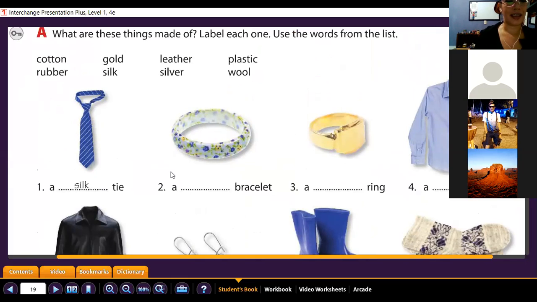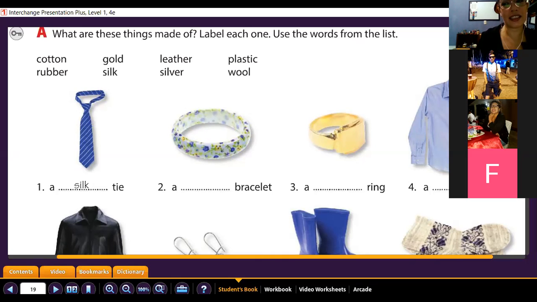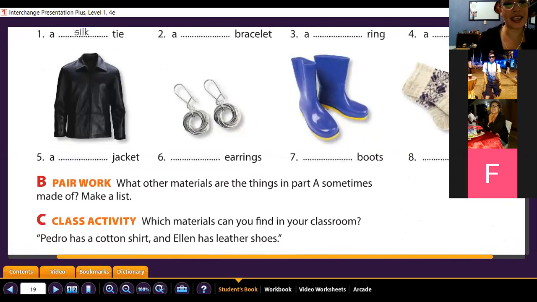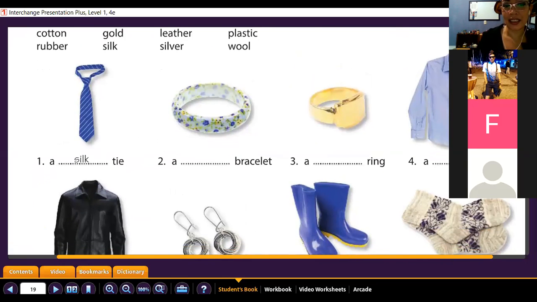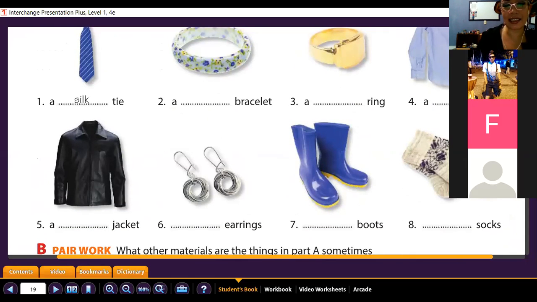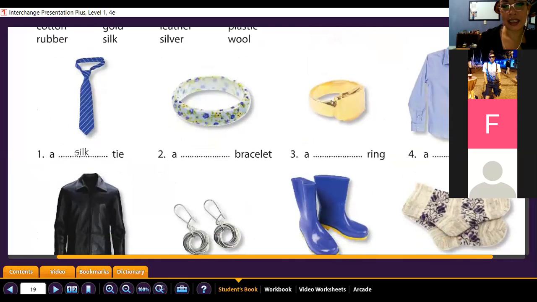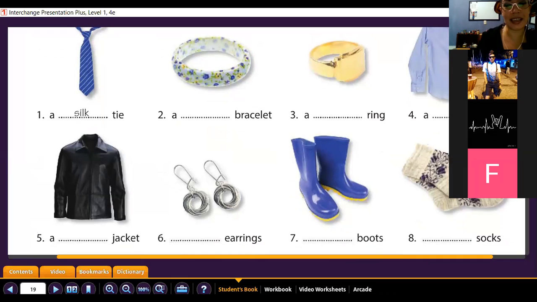A cotton shirt. And the first one is a silk tie. ¿Qué es silk? Seda. Una corbata de seda. A silk tie. And number two? A plastic bracelet. And number three? A gold ring. A cotton shirt. Excellent. Number five. A leather jacket. And six. Silver earrings.